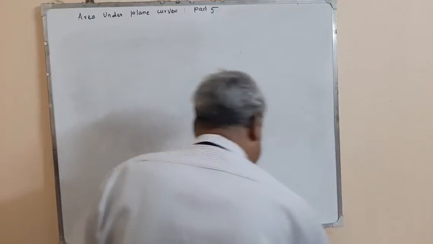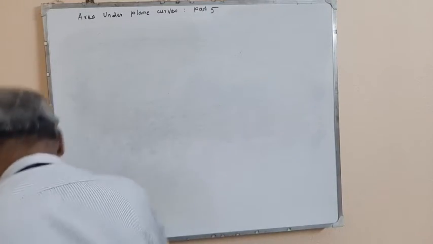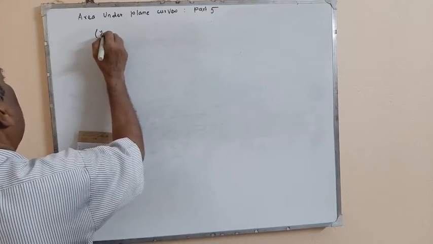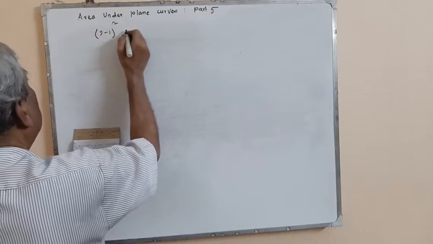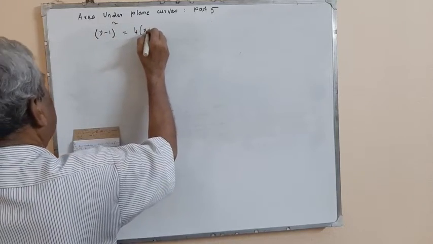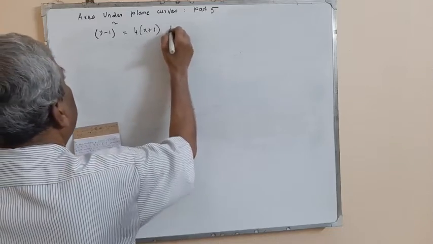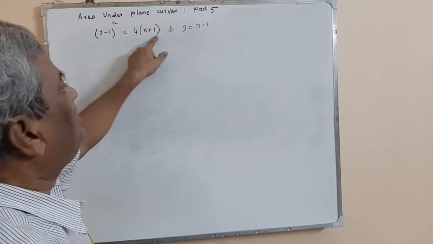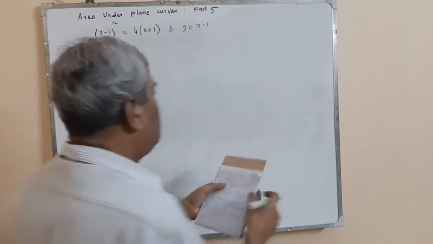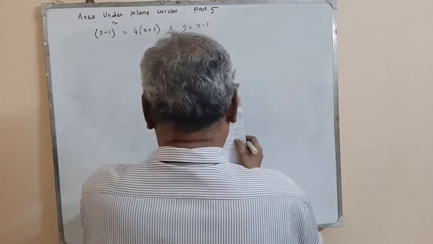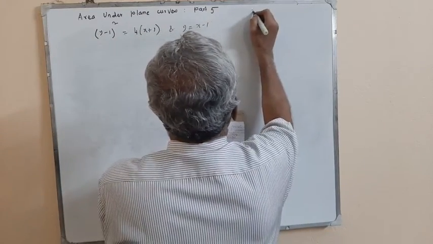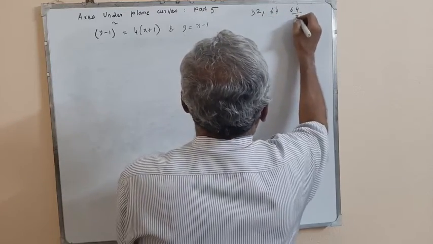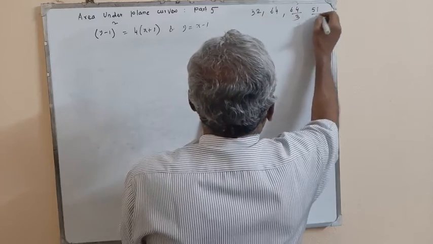Next problem is: area bounded by (y minus 1) whole square is equal to 4x plus 1 and y is equal to x minus 1. A curve and a straight line. The options are 32, 64, 64 by 3 and 51 by 4.